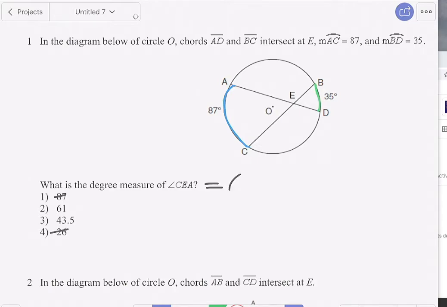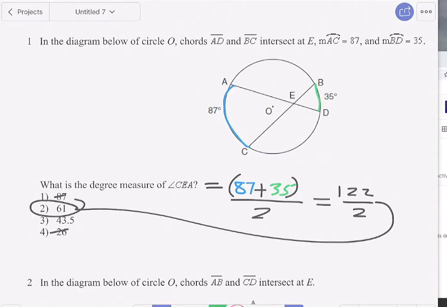So we begin by taking that formula, which is to take 2 numbers, add them together, and divide by 2, or in other words, the average of the 2. So we're going to average the 87 degrees along with the 35 degrees. So add them together to make 122, and then divide by 2 to get 61 degrees. And the answer looks right in the picture as well.